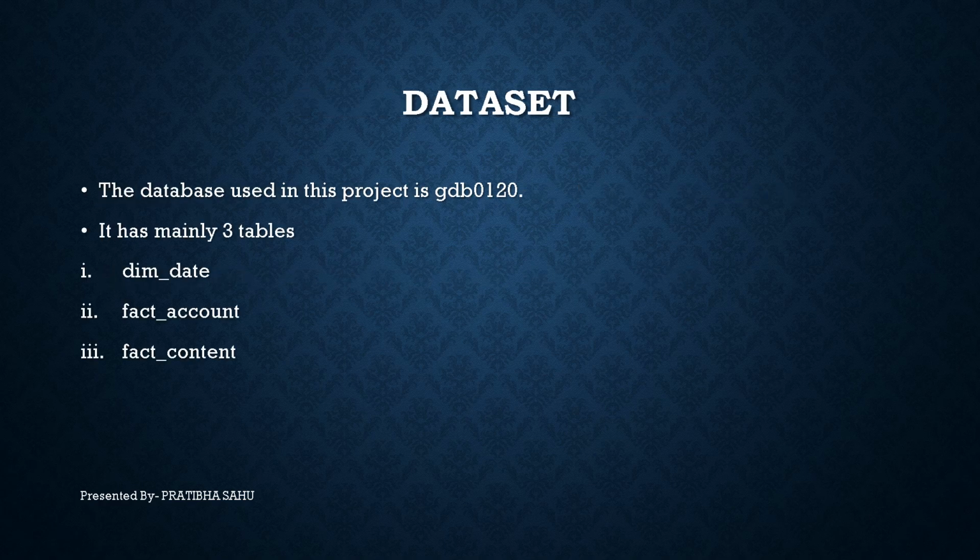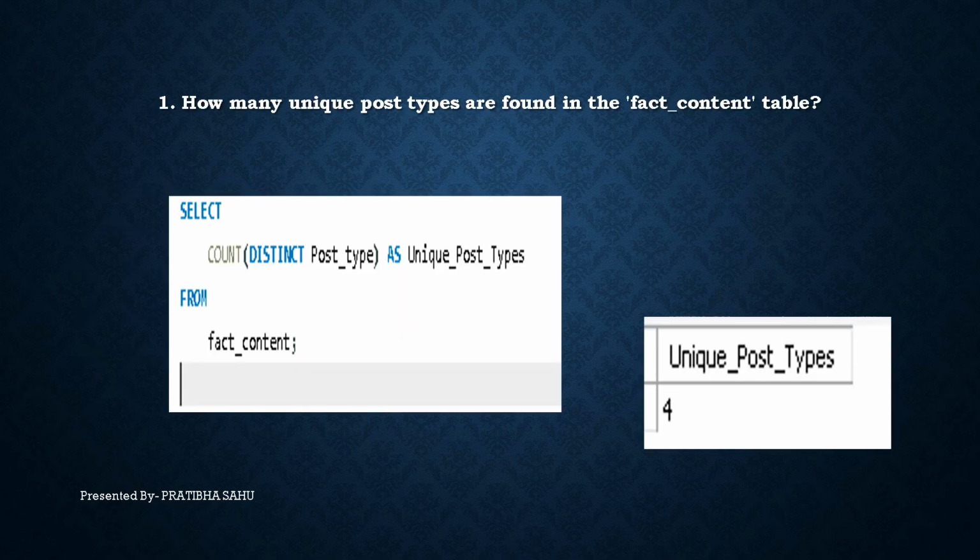So now we will look into the dataset. The database used in this project is GDB0120, and it has three tables, that is dim date, fact account and fact content. So the first question is how many unique post types are found in the fact content table, and this is the SQL query and output for the question.